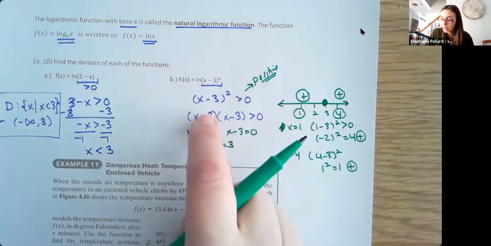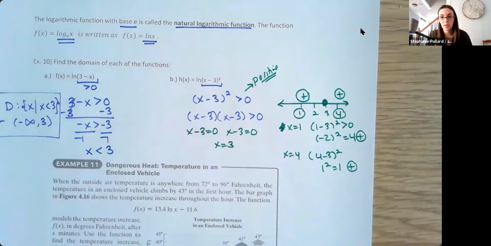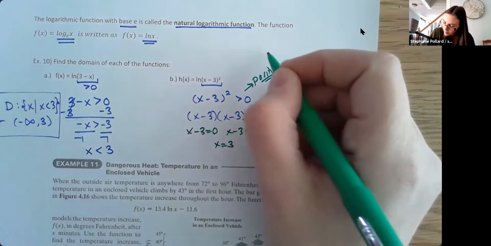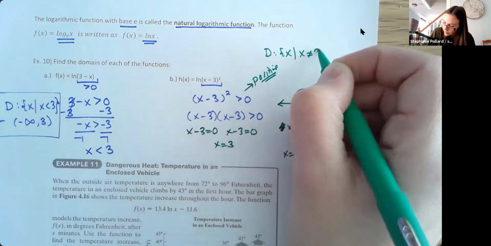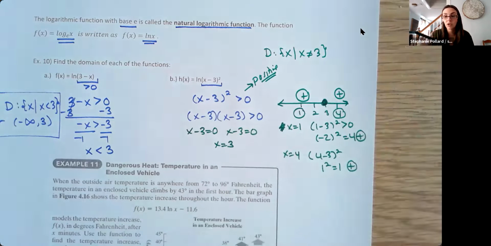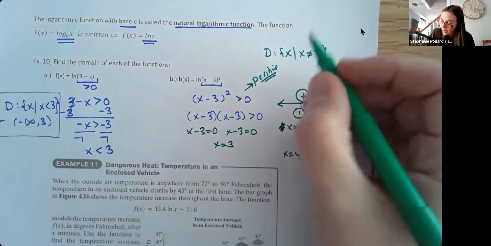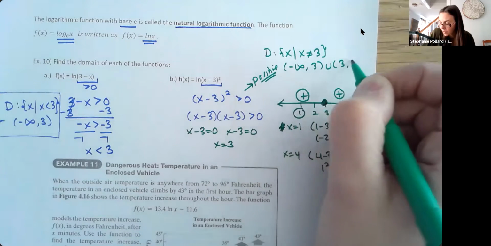If I plug in 3, my boundary point, I would get 0 squared, which is not greater than 0. It's equal to it. So my domain here is all x as long as x is not equal to 3. I have to use parentheses here. I cannot include my boundary point because it's not strictly greater. Or I can do negative infinity to 3 and then 3 to infinity.